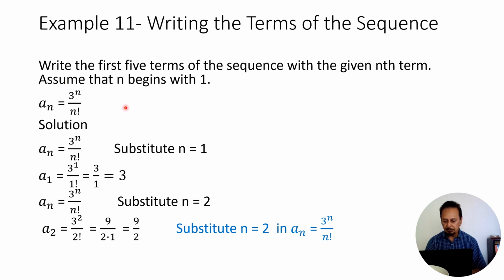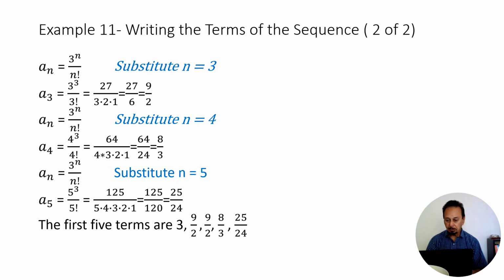Okay, so here is an nth term, 3 to the n over n factorial. This is example 11. So we substitute n equals 1 to get the first term. So it becomes a1, 3 to the 1 over 1 factorial. Remember, 1 factorial is 1, so 3 over 1 is 3. Now to get the second term, you put n equals 2 in the formula. It becomes a sub 2 equal to 3 to the 2 over 2 factorial. So 3 squared is 9, and 2 times 1 is 2, so 9 over 2.